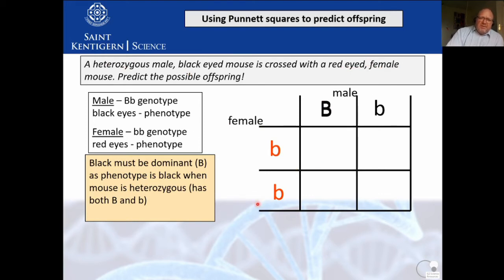And consequently, when you do your Punnett square, when making the egg and sperm, the male, as you can see there, can give a big B or a little b, and the female can only give a little b. So you're going to have a 50-50% chance of having a red-eyed mouse being produced, or a 1-to-1 ratio.